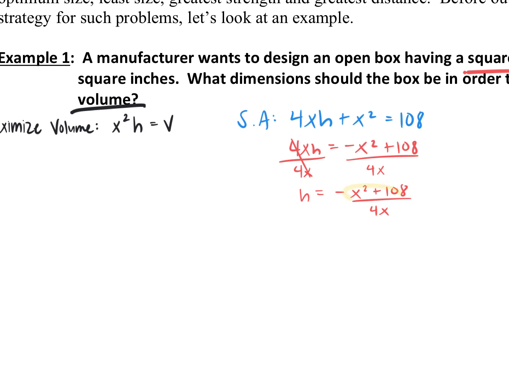Okay, so now I'm going to take this value of h, and I'm going to plug that in to my volume formula. So my volume formula now is v equals x squared times negative x squared plus 108, all divided by 4x.